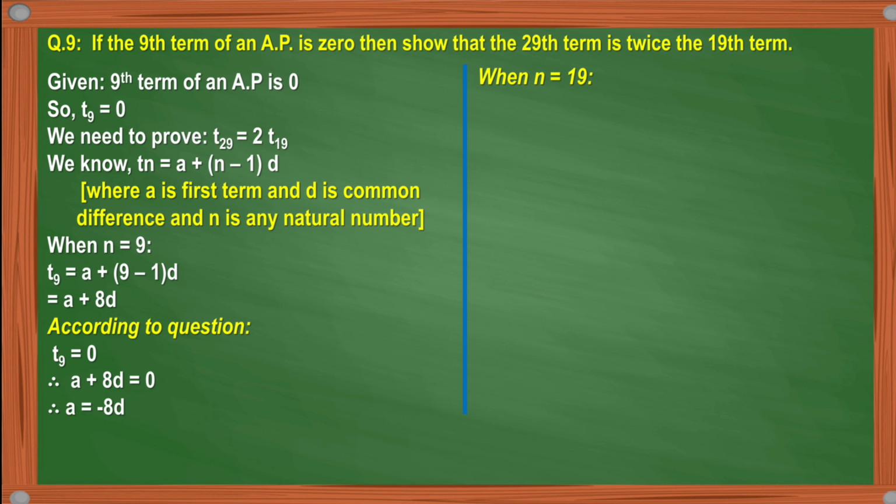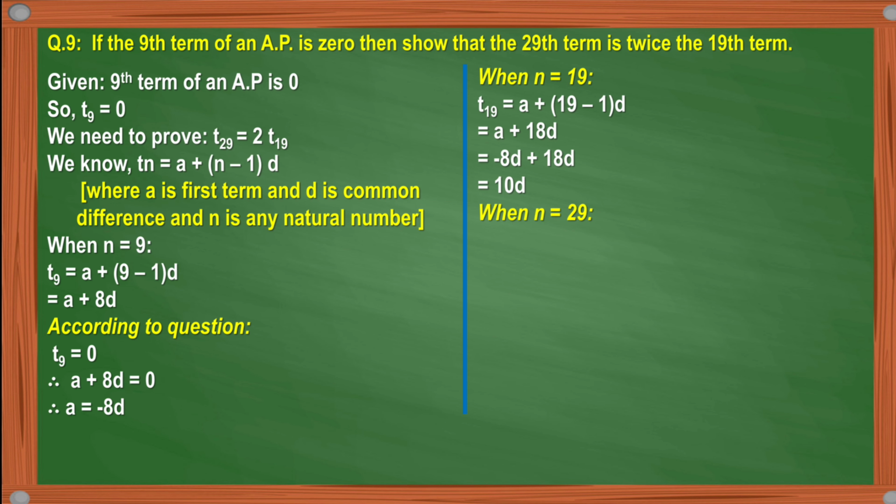So when n equals 19, T19 is equal to a plus 19 minus 1 d, which is a plus 18d. The value of a is minus 8d. So plus and minus gives minus, and the sign of the greater number, it is 10d, which means the value of T19 is 10d.